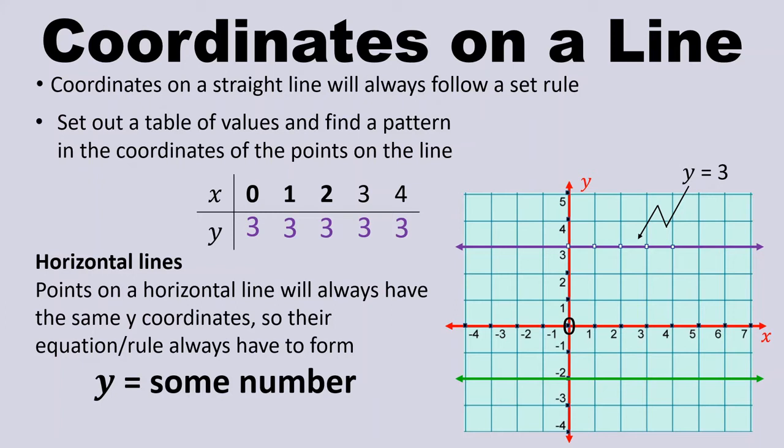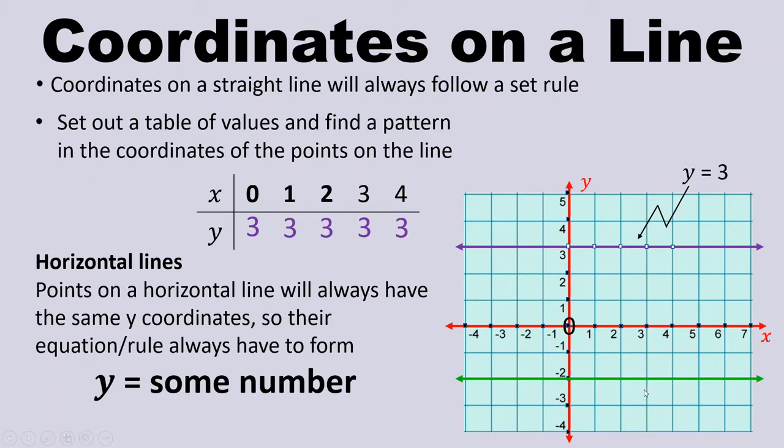What's the y-coordinate for all the coordinates on this green line? Well, this is the point 0, -2. This here is the point 1, -2. This here is the point 2, -2. No matter how far I run across the x-axis, I have to always take the elevator down to floor number -2. The y-coordinate is always -2.